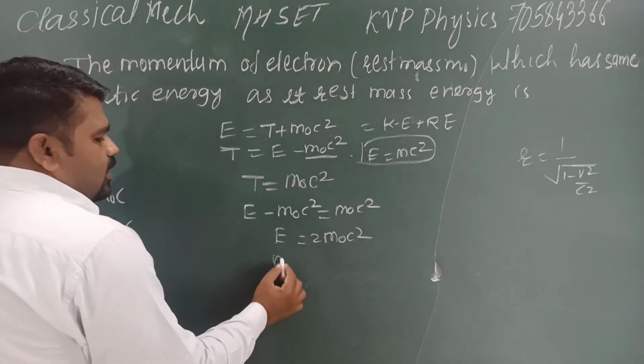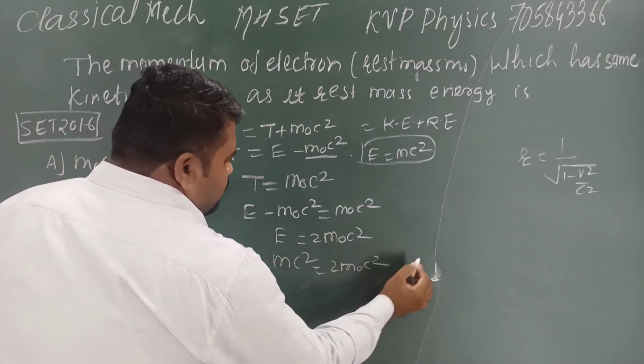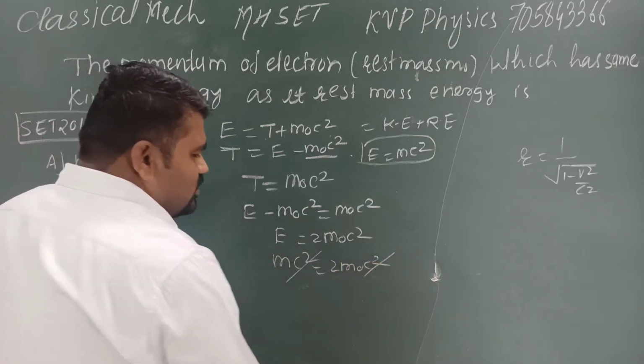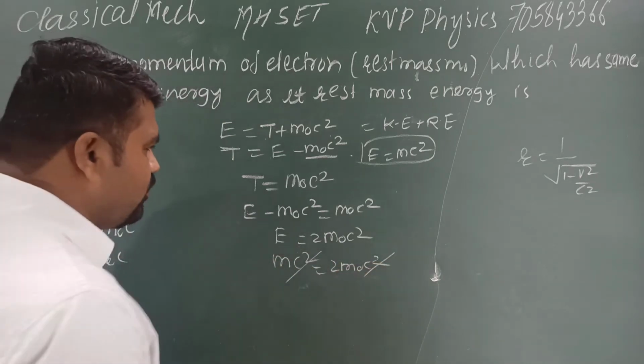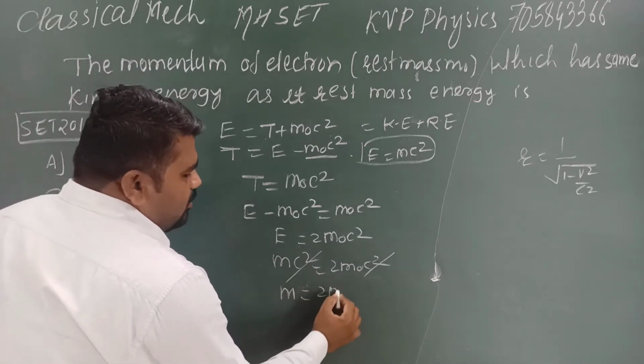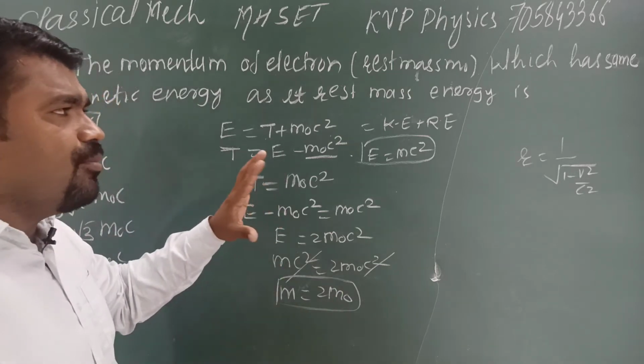Write down here mc square is equal to 2 m0 c square. In both sides, which component is common? c square gets cancelled. Now we are getting the relation m is equal to 2 m0. Now we can find out the momentum.